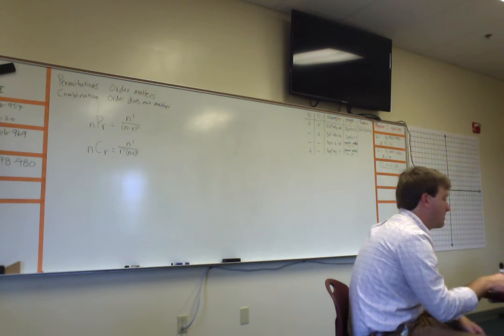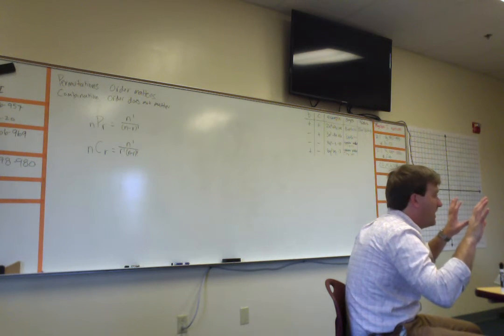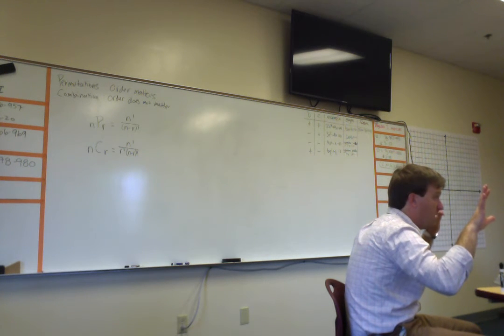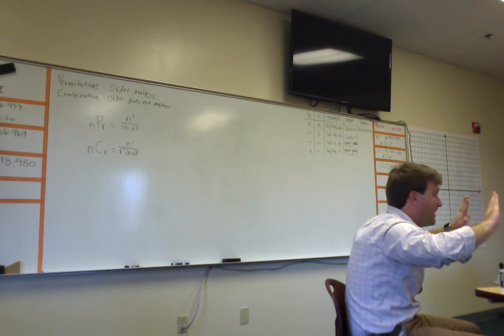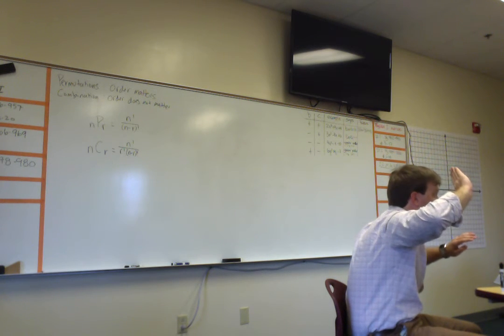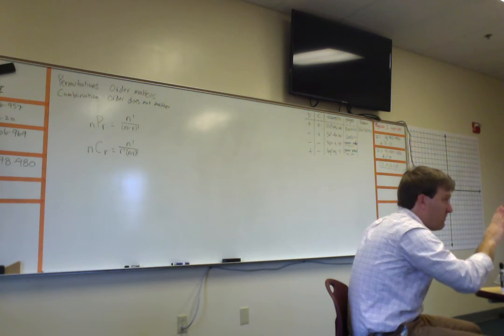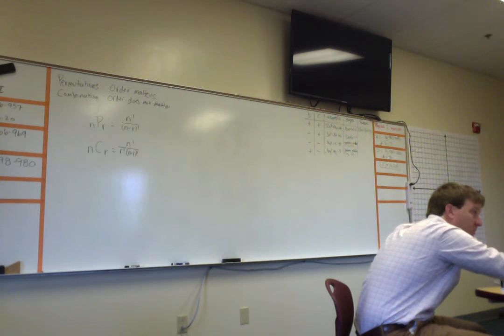So notice, when I take P of A and I add P of B to it, how many times did I count P of A and B? Once. When I take P of A, all of it, and P of B, all of it, on the Venn diagram, if I take the entire circle of A and add to it the entire circle of B, how many times did I count the overlap? Twice. That's why I subtract out the overlap.